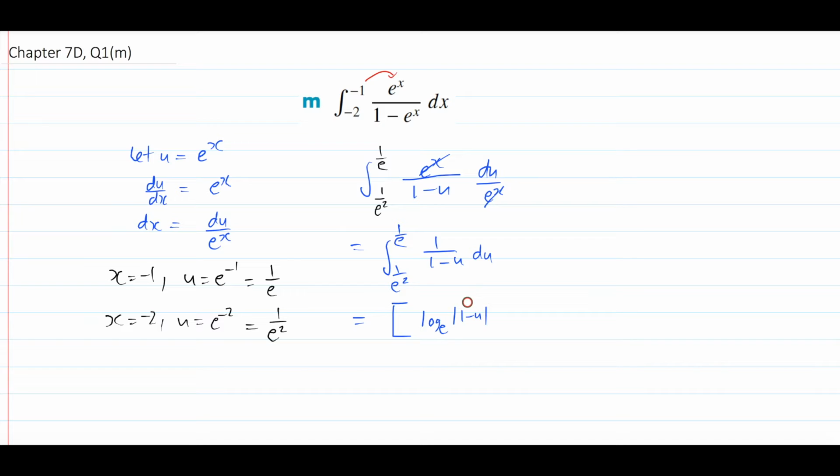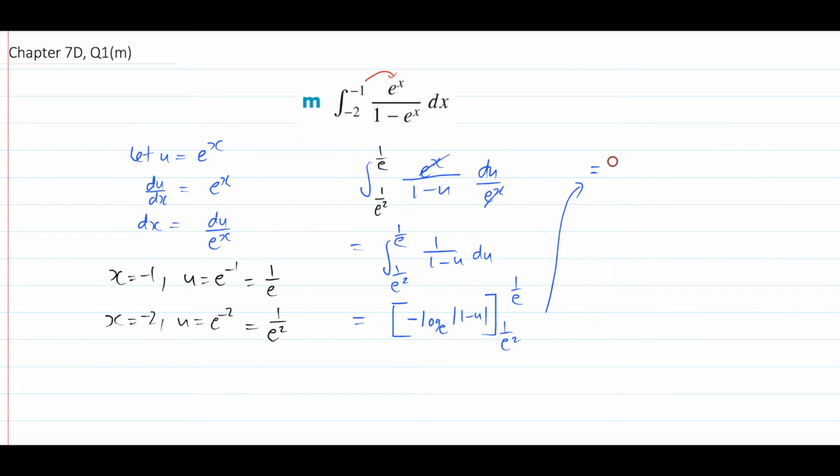Now, don't forget, this is a common mistake here. That negative u also comes out, okay? So that's a negative. So you derive this inside function, which is -1, and you bring the 1 over outside. And we're supposed to sub in 1 over e and 1 over e squared. I'm just going to move it along over here so that it's on the same page.